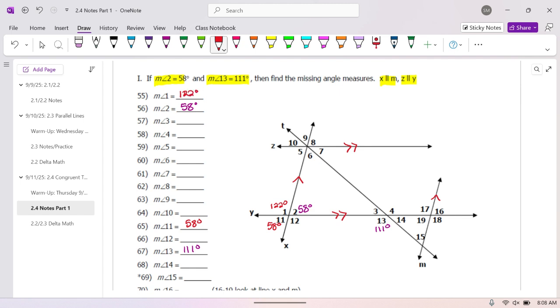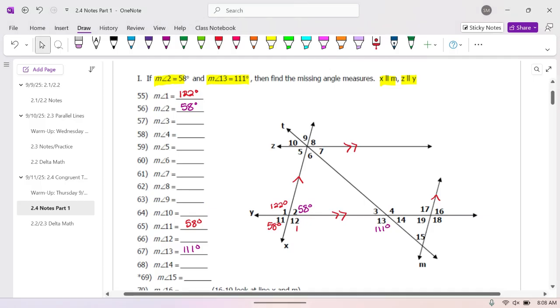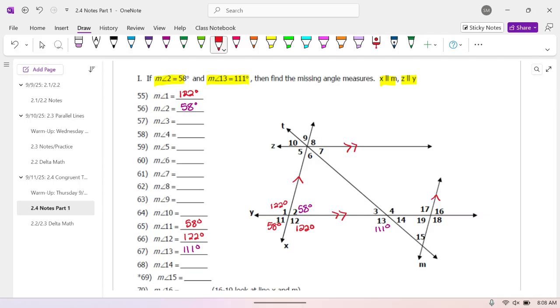All right. Reynolds, what you got? Right. 12 is 122 degrees because it's vertical to angle 1. All right. Someone else. Lucas. Right. Angle 4 is vertical to 13, so it's also 111 degrees.